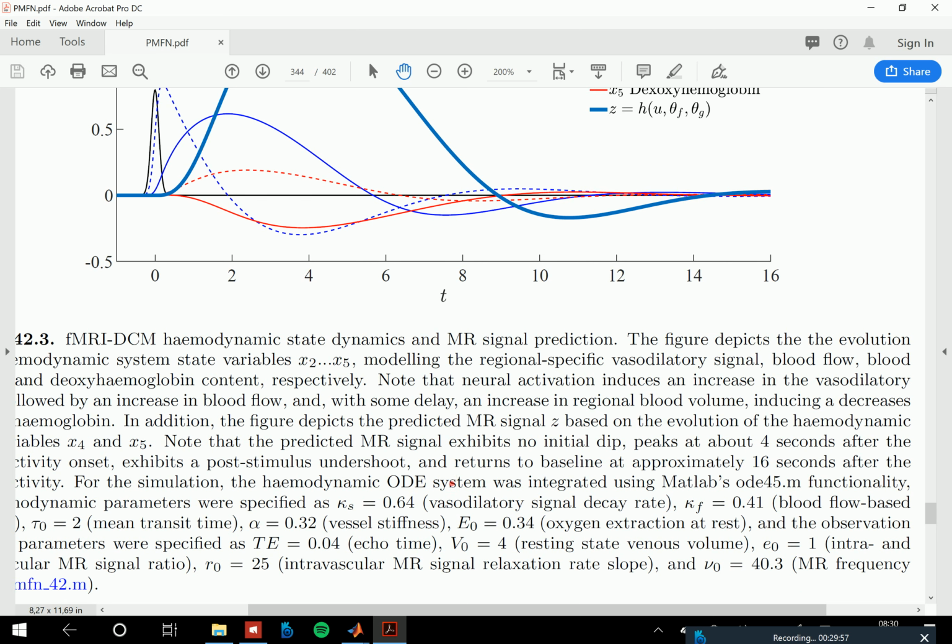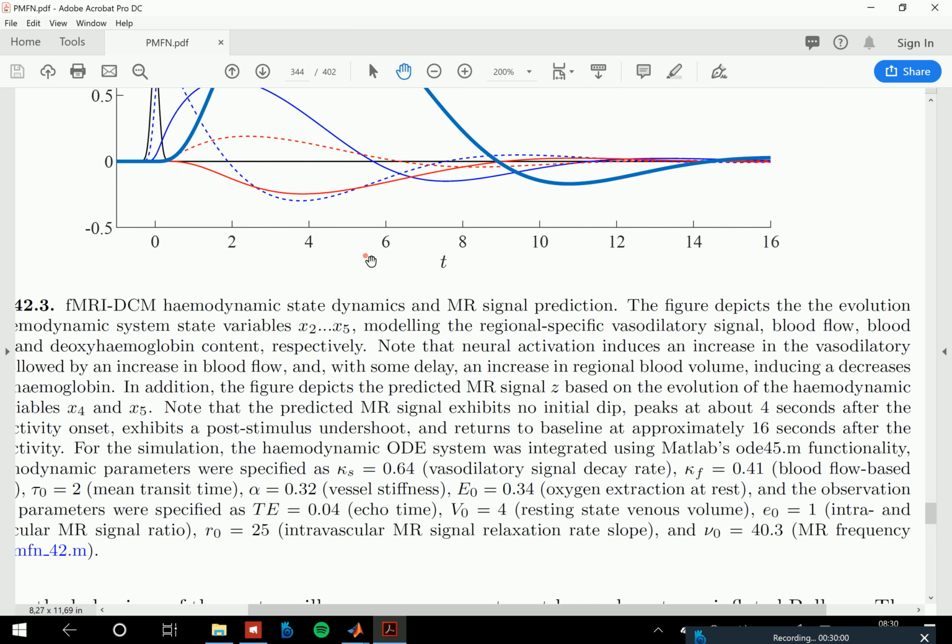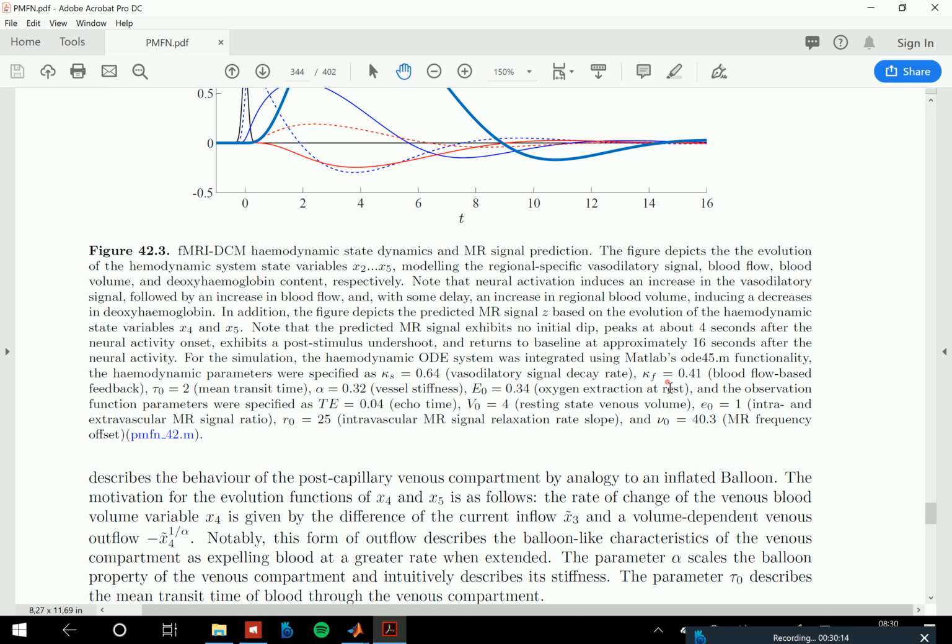So for the hemodynamics here, I specified parameters. The vasodilatory signal decay rate is 0.64, the blood flow based feedback on vasodilatation is 0.41, the mean transit time for the blood through the venous compartment is 2, and the vessel stiffness alpha is 0.32, so you see that it's a more than square relationship. The oxygen extraction at rest, which is this E0, like that. And these were all the parameters.